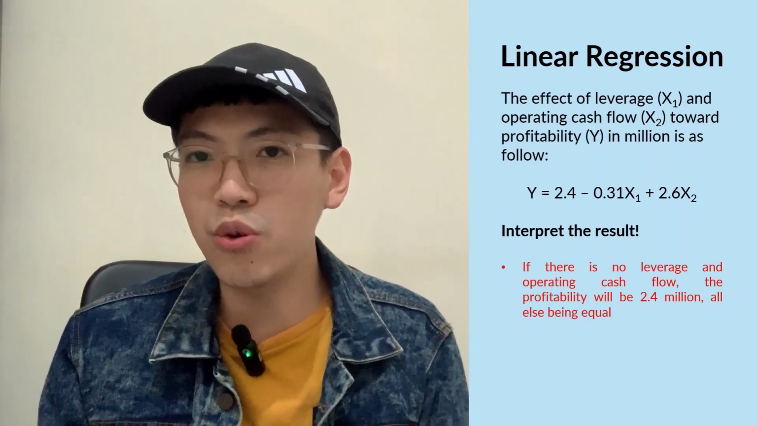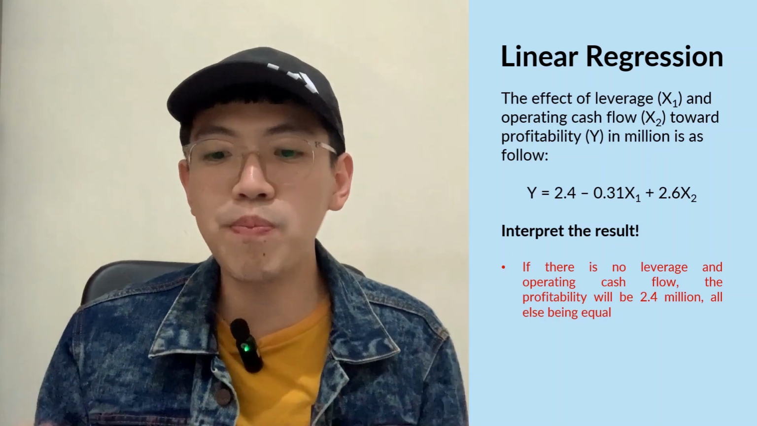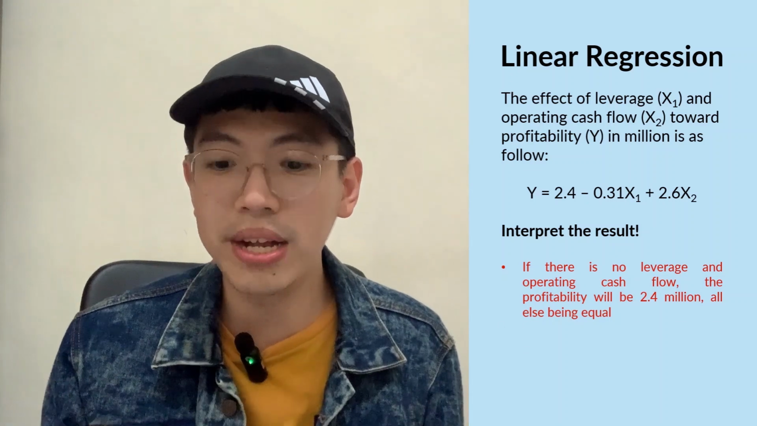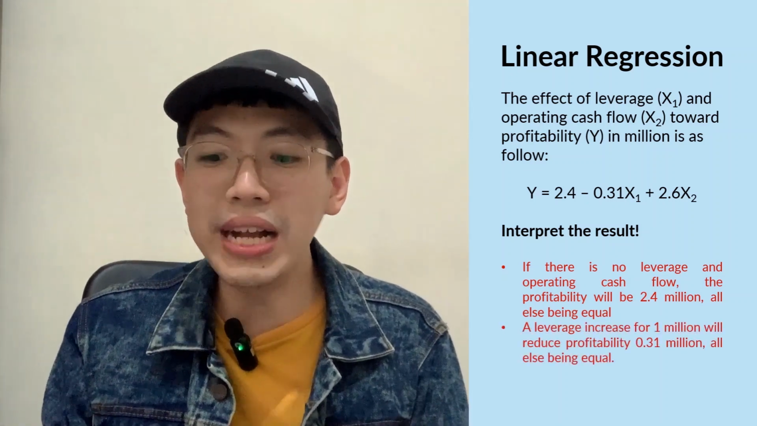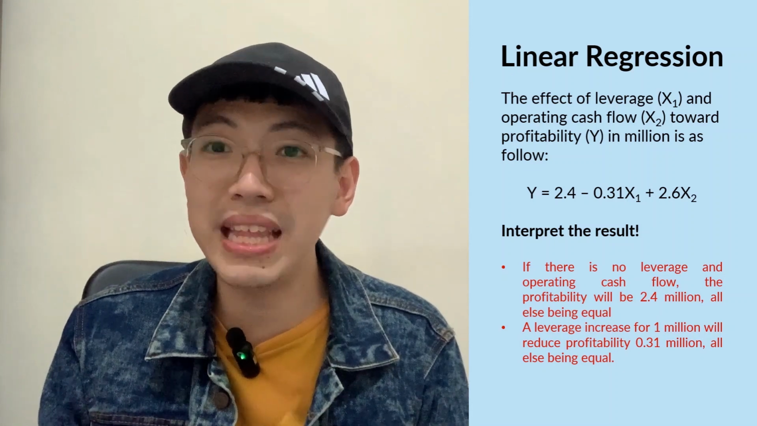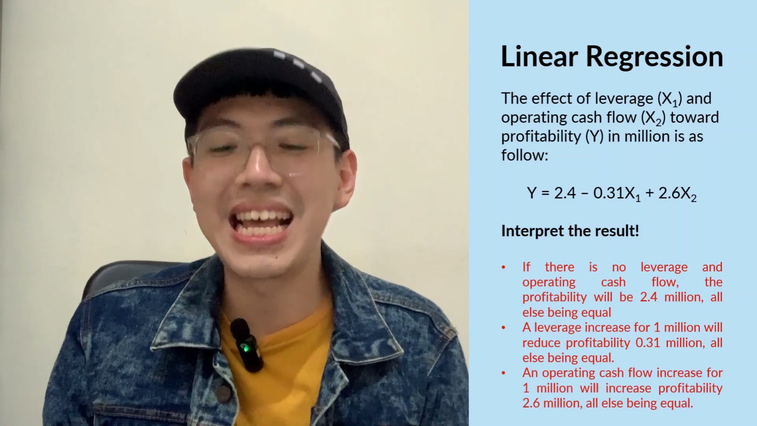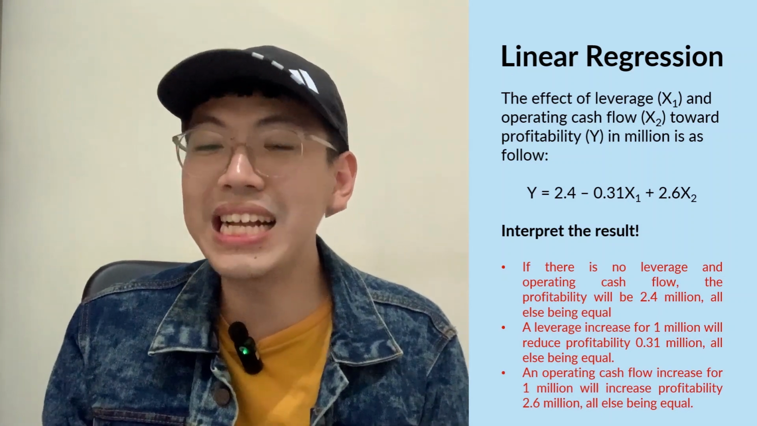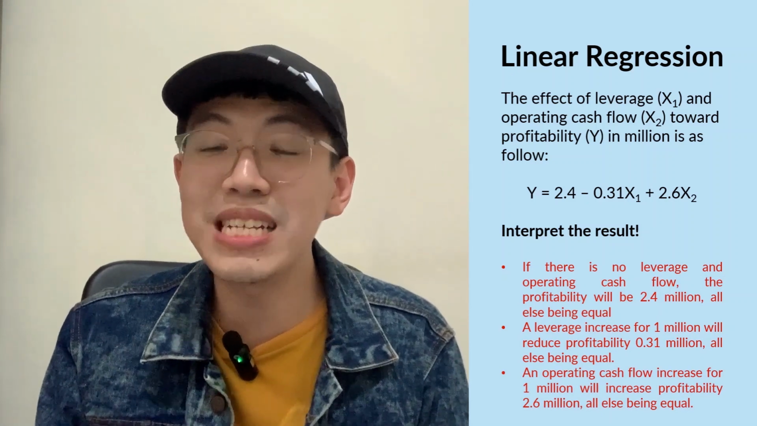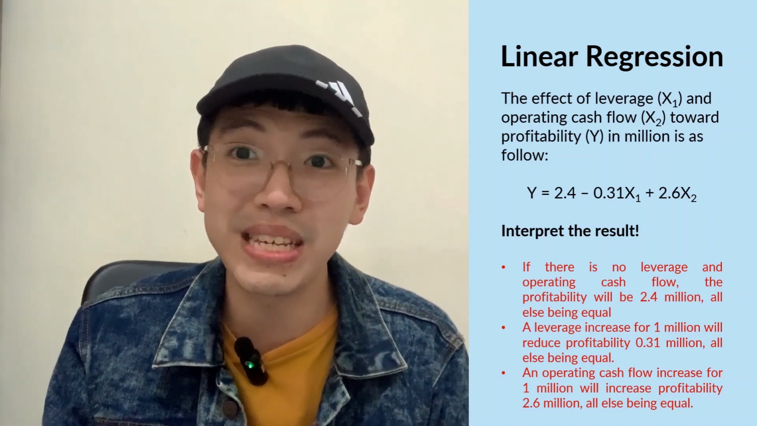All else being equal means the other factor stays the same. Now let's interpret minus 0.31. A leverage increase of 1 million will reduce profitability by 0.31 million, all else being equal. Now 2.6. An operating cash flow increase of 1 million will increase profitability by 2.6 million, all else being equal.